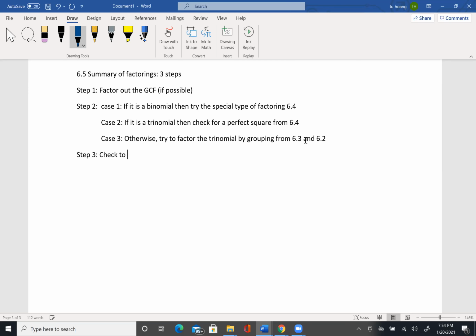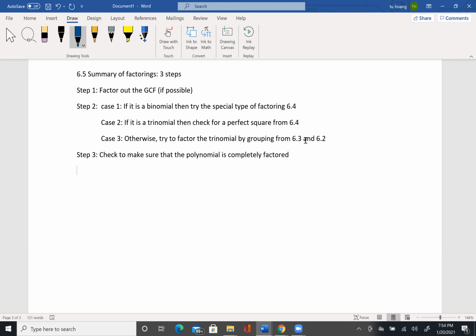And step 3, check to make sure that the polynomial is completely factored. All right.